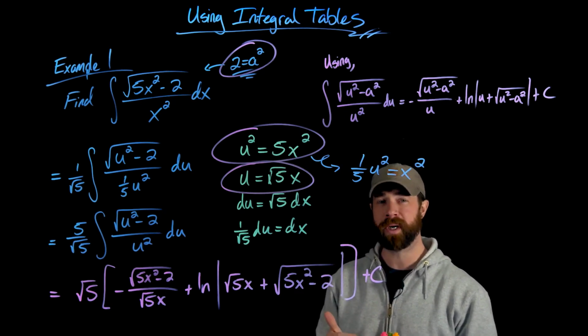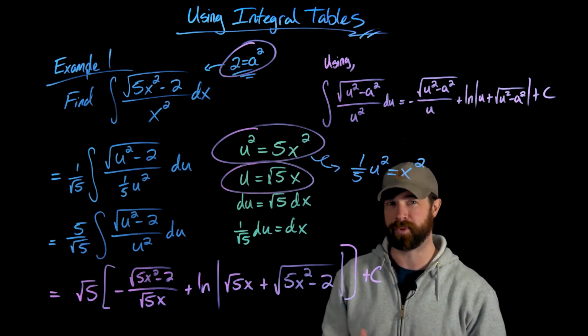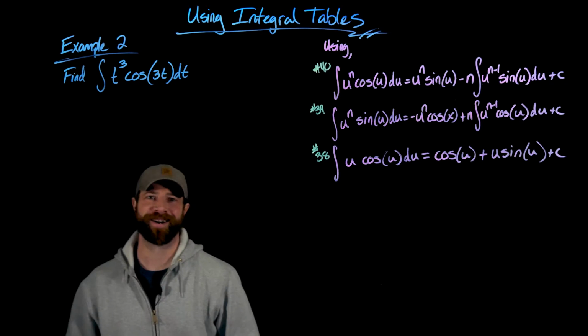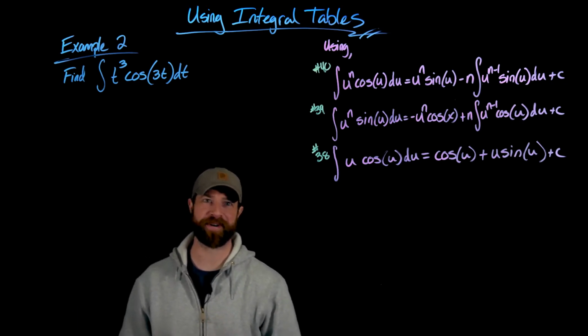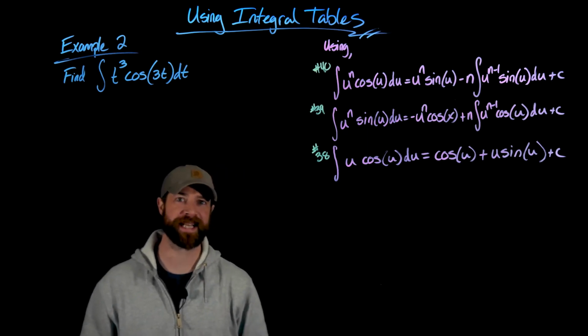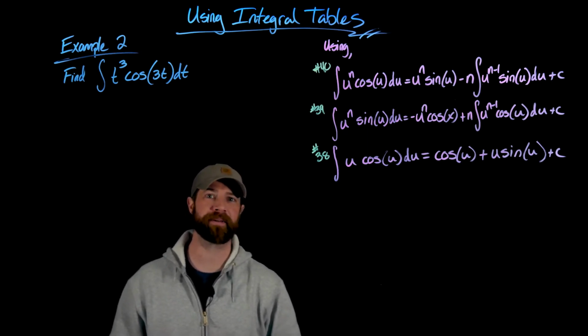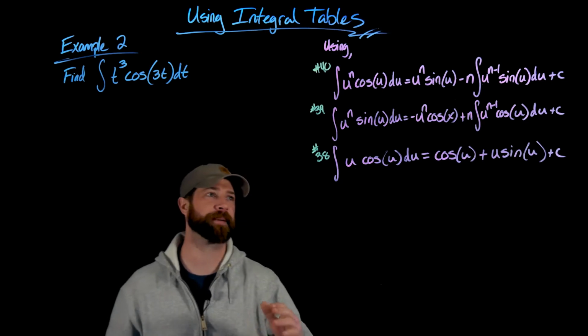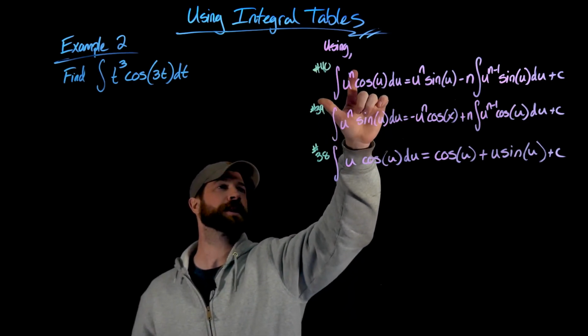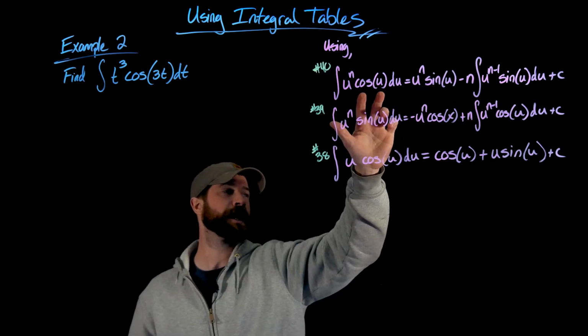It'll take us a bit more, and we're going to use multiple different integrals from our tables to evaluate. All right, in our second example, this is a fun one. We're going to use these 3 tables right here. And I just want to say this about these 3 formulas and many of the formulas that you'll see on the integration tables: in this case right here, I'm looking for u raised to the n power times the cosine of u.